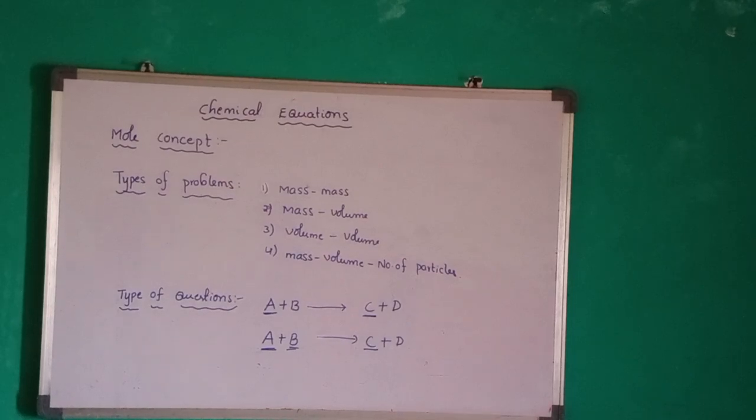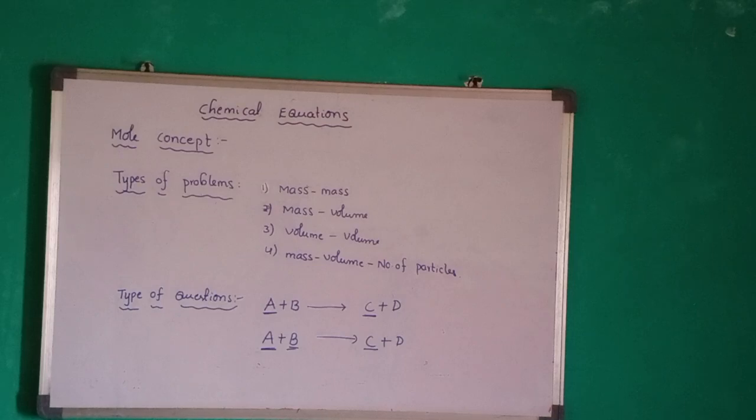Hi, hello everybody. So in this video I am going to explain about 10th class chemistry chapter chemical equations. This chapter is the first chapter in the chemistry part of physical science in 10th class. Coming to this chapter, it's a very important chapter and very easy if we understand this topic.